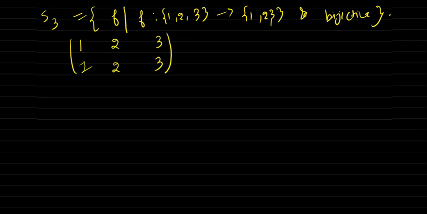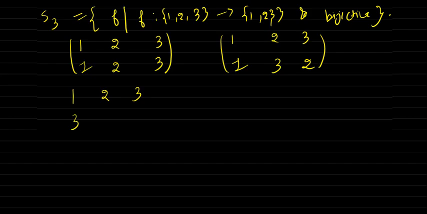Is it clear? Yeah. So one function is that, then for the second function, we can fix some element. Suppose we fix 1. 1 goes to 1, 2 goes to 3 and 3 goes to 2. Now suppose we fix the second element 2, then how can we define it? 1 is not fixed, 2 is fixed, but 3 is not fixed, like this. And we have to maintain the bijectiveness also. And similarly, we can fix 3. And how will we write it? 1 goes to 2, 2 goes to 1, 3 goes to 3.